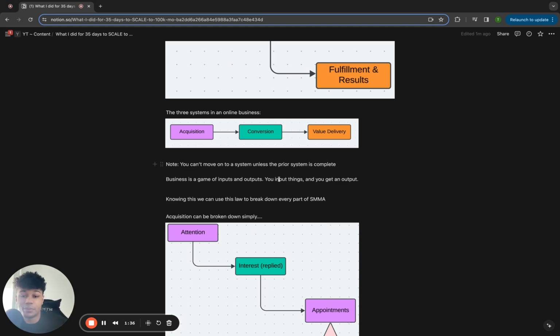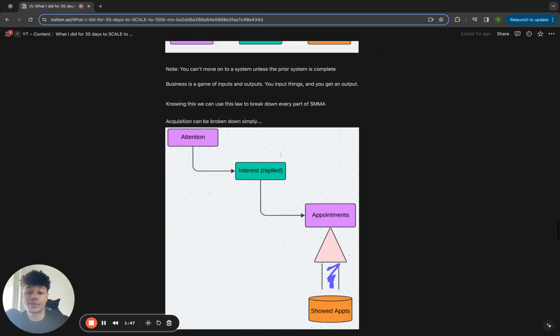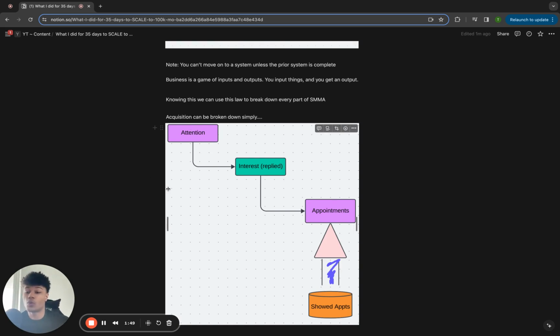Business is a game of inputs and outputs. You input things and you get an output. Knowing this, we can use this law to break down every single part of SMMA. Acquisition can be broken down simply into attention. Okay, wherever we get our attention from, whether it's our YouTube channel, our paid ads, our cold DMs, our outreach, cold call, we then put it into interest.